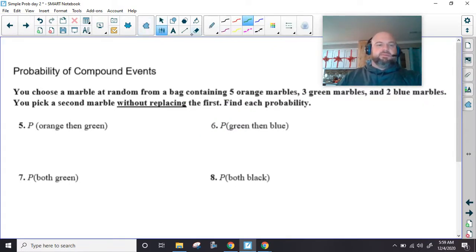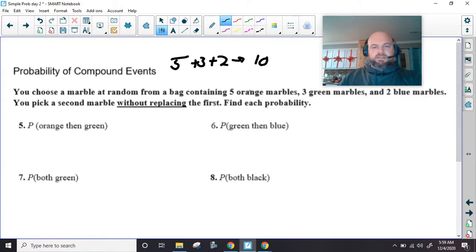Compound multiplying. This is all the same thing. So we have 5 orange, 3 green, and 2 blue. So this is all out of 10. Now this is picking the second marble without replacing it, so I want to do this because this is how it's going to go.